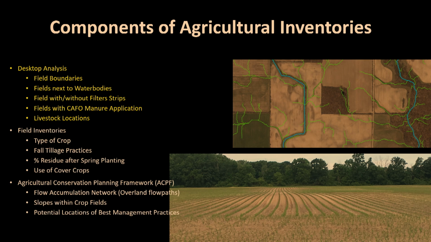So we basically have three components to this process we developed. The first is a desktop analysis component, which is like looking at aerial photos, getting information that way. The second component is a field inventory process, and then the third component is the modeling component of it.